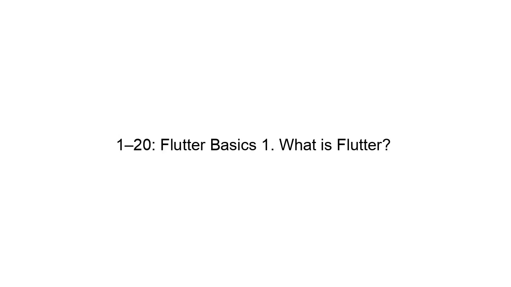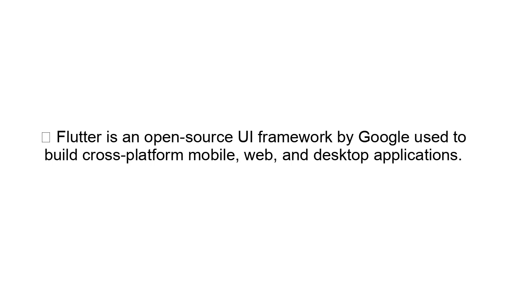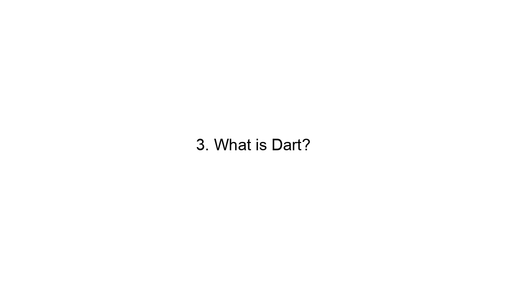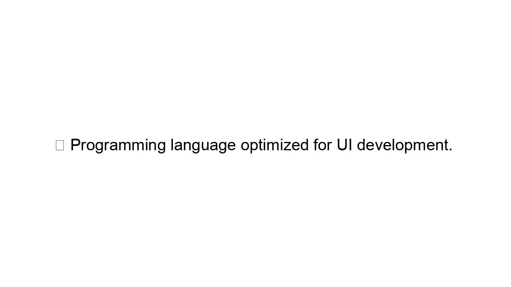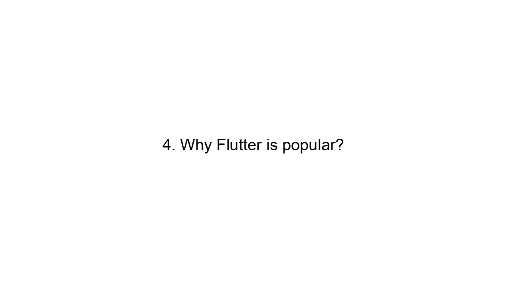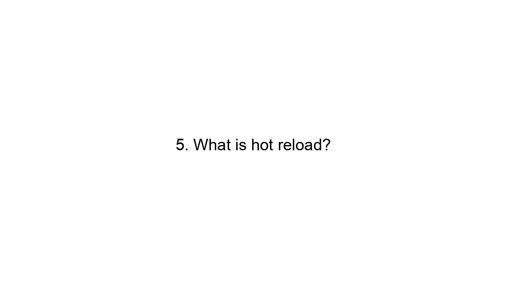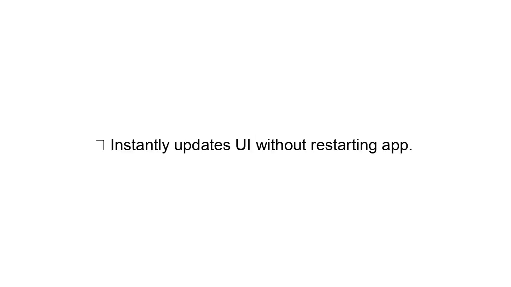1 to 20. Flutter Basics. 1. What is Flutter? Flutter is an open-source UI framework by Google used to build cross-platform mobile, web, and desktop applications. 2. Which language does Flutter use? Dart. 3. What is Dart? A programming language optimized for UI development. 4. Why is Flutter popular? Single code base, fast UI rendering, native-like performance, hot reload. 5. What is hot reload? It instantly updates the UI without restarting the app.